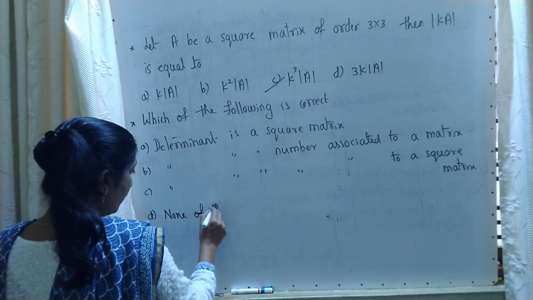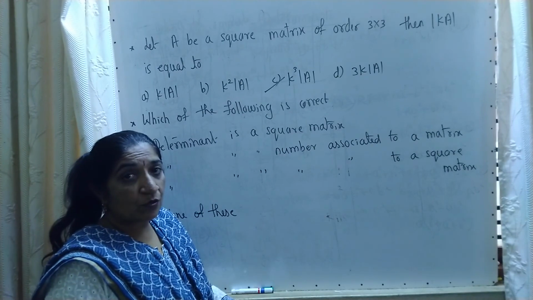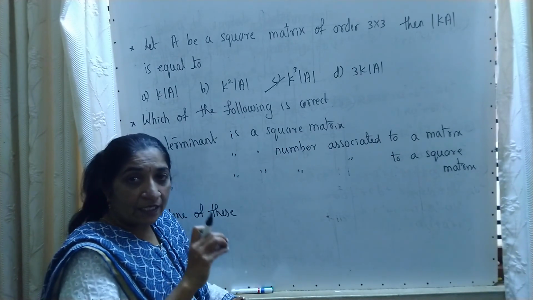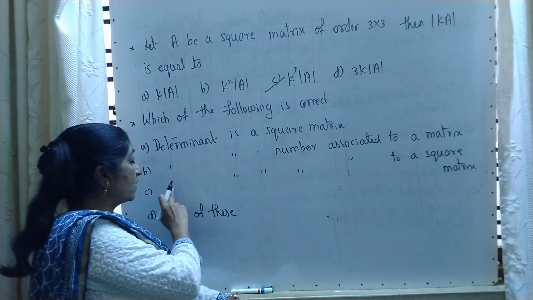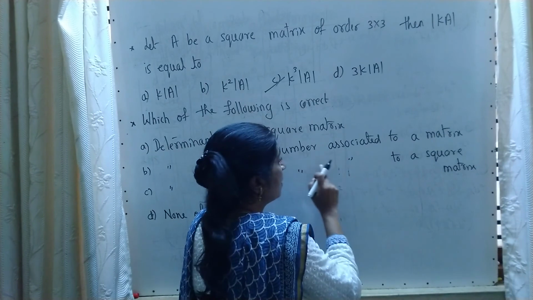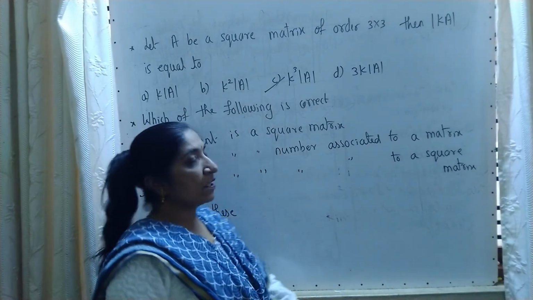See, already you are familiar with the definition. In the first class itself I told you, only from a square matrix we will get the determinant. Therefore the answer is: determinant is a number associated to a square matrix. So this is the answer.